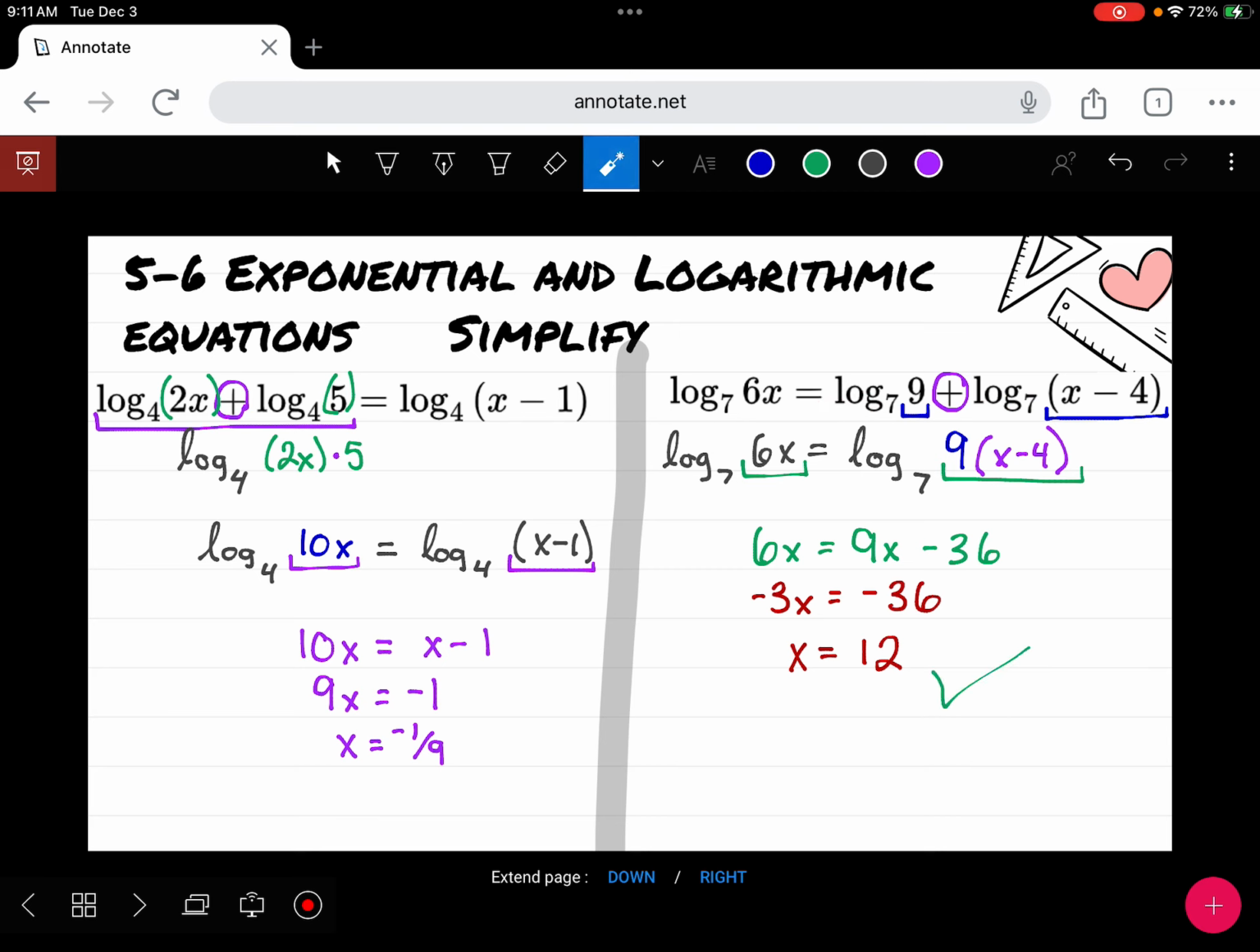What about on the left-hand one, when we have our -1/9? Do we have an argument that's going to be negative? In fact, I have 2 arguments that are going to be negative. So this is that we have no solution here. There is no valid solution.